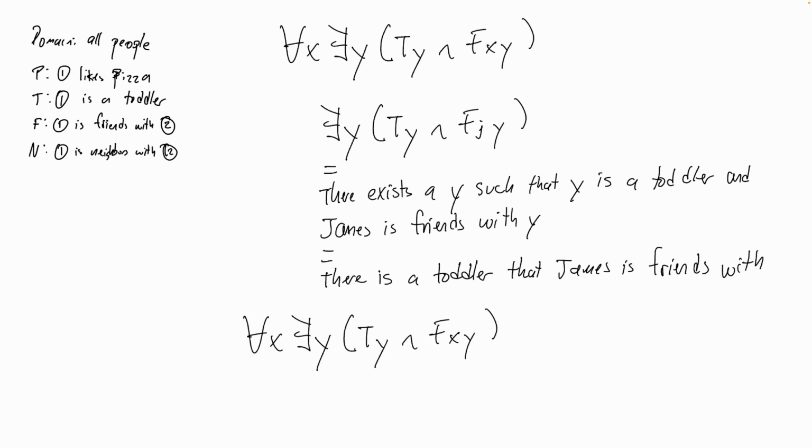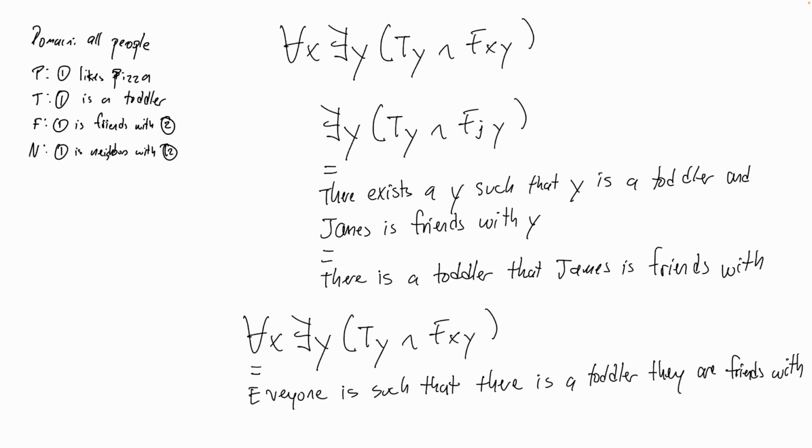Now, the formula for all x, there exists a y such that ty and fxy just takes what the previous formula says about James, which is that there is a toddler that he's friends with, and then claims that everyone is like James in that respect. So, for all x, there exists a y such that ty and fxy says that everyone is such that there's a toddler that they're friends with. Or, phrased into more natural English, everyone is friends with some toddler or other.